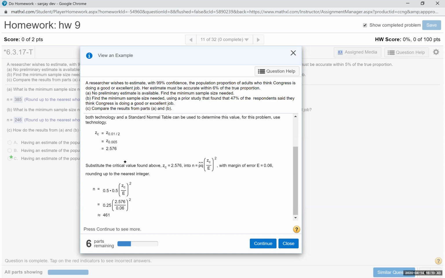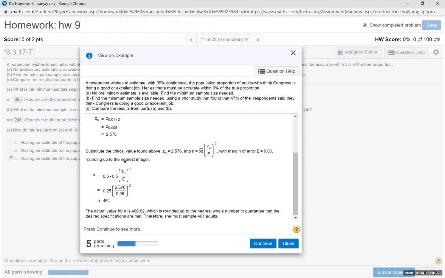When you square it, the answer is going to come out to be 460 point whatever. You always round it up, not off, round it up. So the answer is 461. So you need 461 people to survey if you have no prior information.